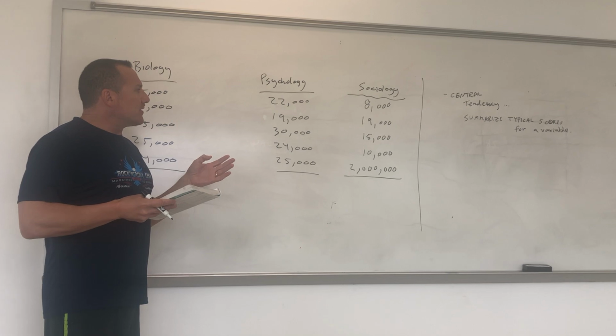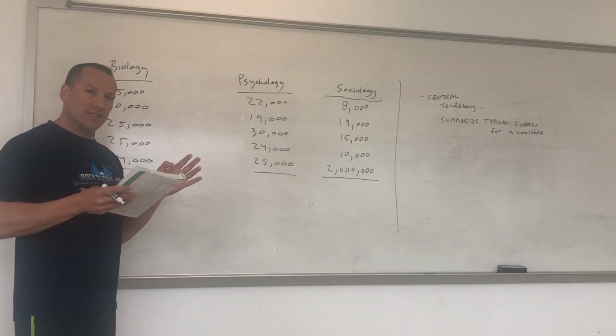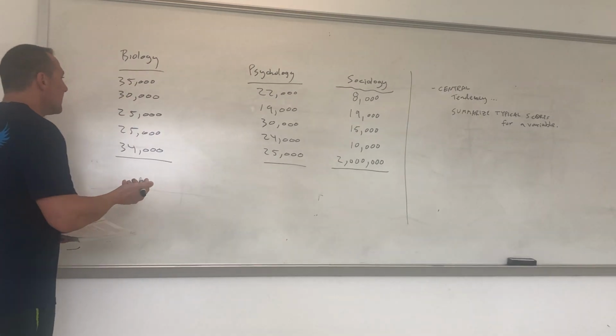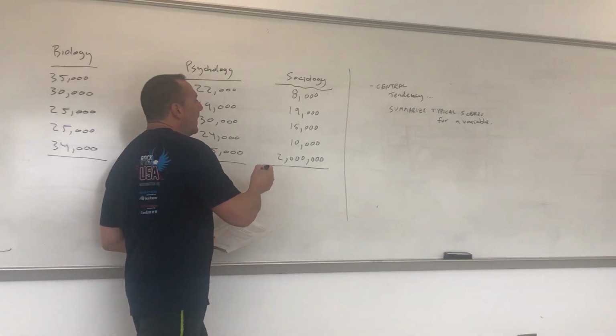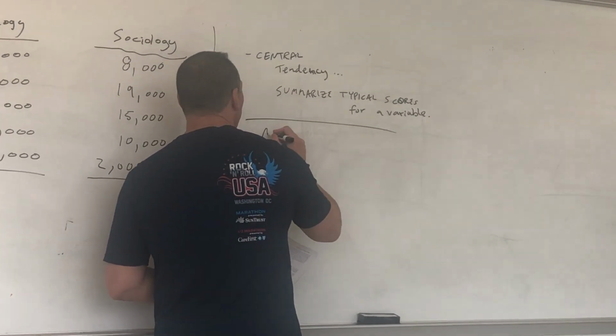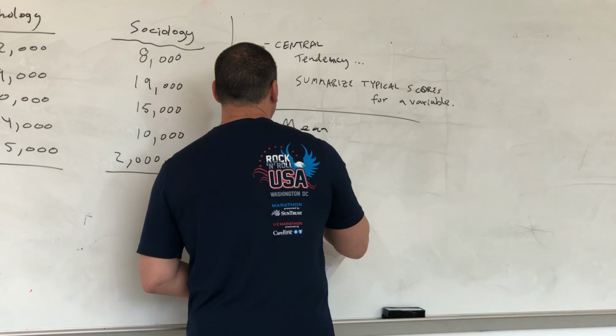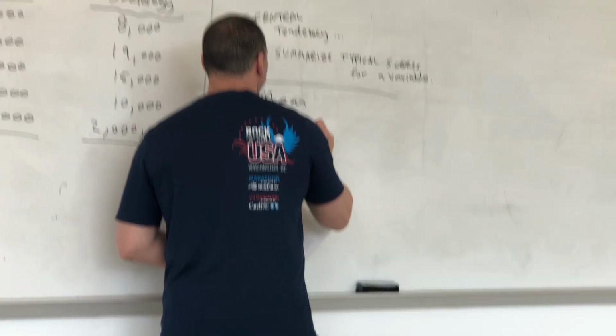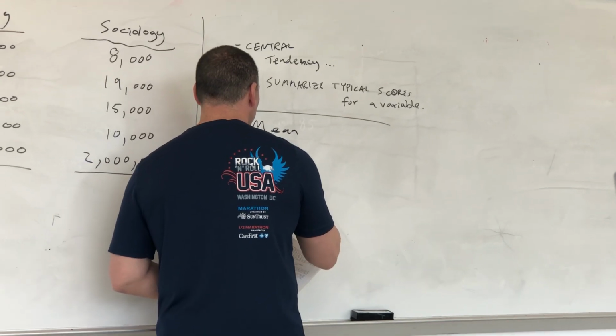So central tendency is the first thing that we'll do. And there's three basic kinds of central tendency. We have what we call mean, median, and mode.